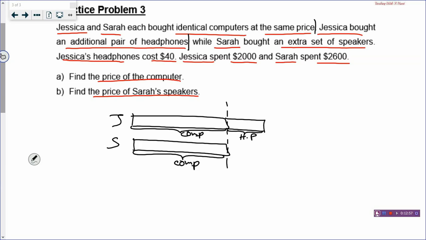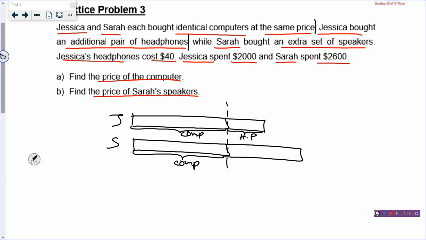So you draw about somewhere there. Sarah bought an extra set of speakers. Okay, so where do we add on the money that Sarah spent? Jessica, where do we add on to the model? Right, Sarah bought an extra set of speakers. So now we can extend the rectangle for Sarah. All right, because she spent more money, so let's extend a little bit longer.